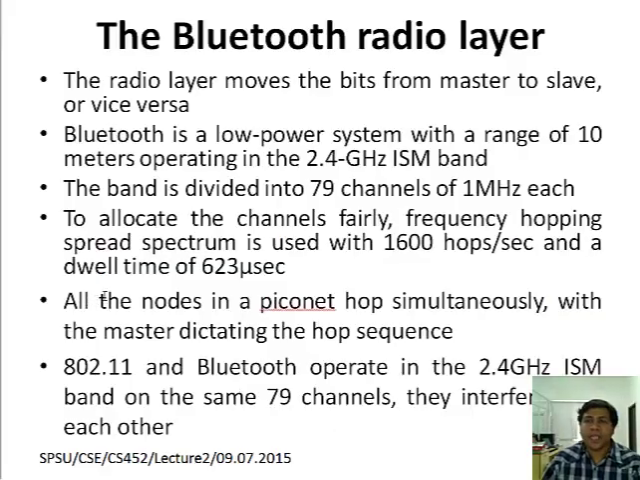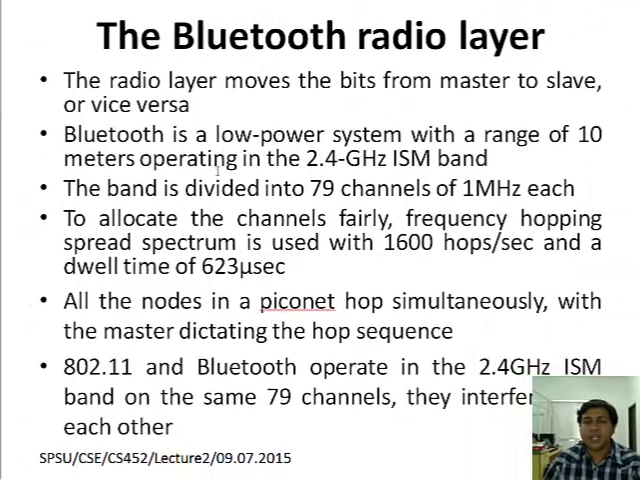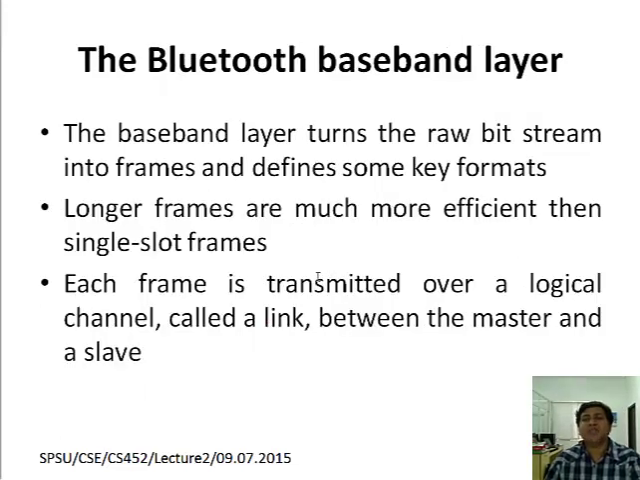So the Bluetooth radio layer we have already discussed, but let me give you a brief. The radio layer moves the bits from master to slave and slave to master. There is no slave to slave communication. It has a normal operating range of 10 meters, and it uses the 2.4 gigahertz ISM band. The band is divided into 79 channels of 1 megahertz each, and we have seen the hops are calculated at 625 microseconds. It uses the 802.11 architecture, but Bluetooth normally comes under 802.15. These are the Bluetooth radio layer specifications.